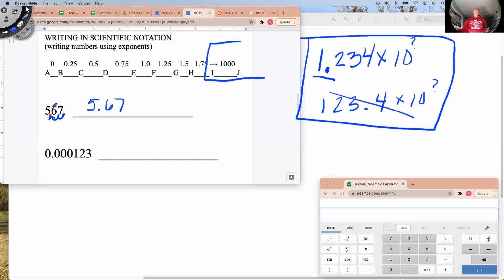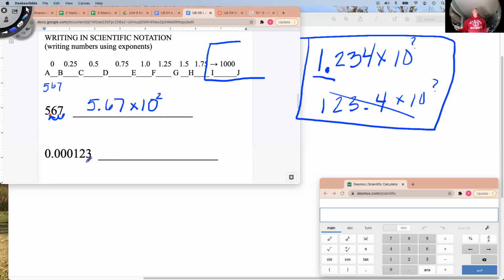And this number is going to be 5.67. Notice that the original number was 567, and this number is not 567. We need to make this number 567. So let's take that and multiply it times 100. And we move the decimal place 2 times, so it's going to be times 10 squared. Okay, so this would be how to write scientific notation.